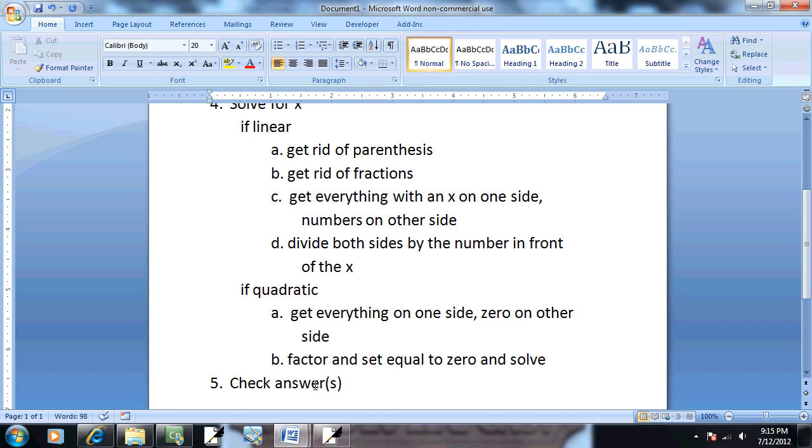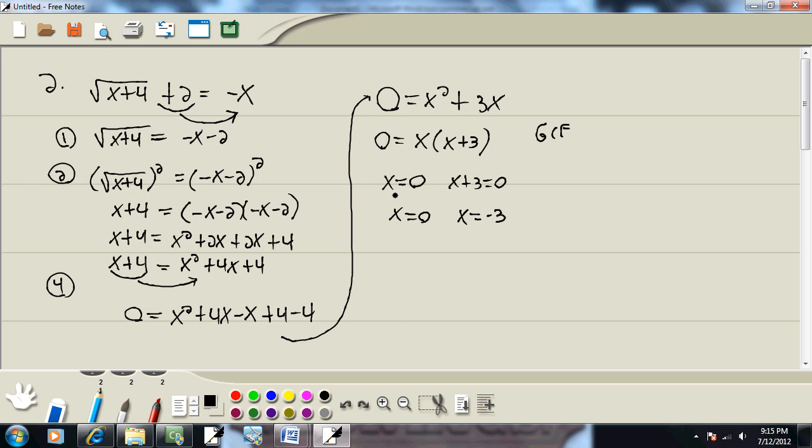Notice how I say check your answers. Well, let's plug 0 back up here. 0 plus 4 is 4. Square root of 4 is 2. So on this side we'd have 2 plus 2, which is 4. And if I put 0 over here, I'd have negative 0, which is 0. 4 equals 0? Nope, that one fails.